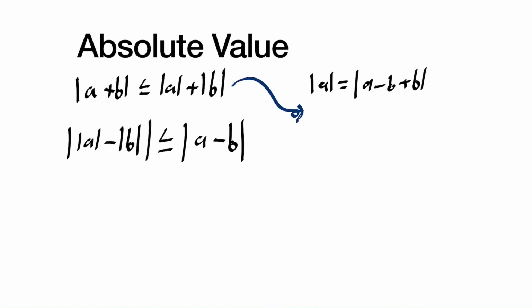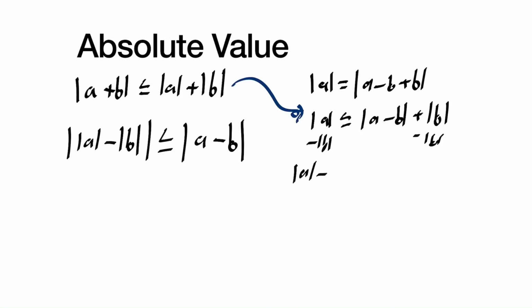And then we use this theorem right here to say that the absolute value of A is less than or equal to the absolute value of A minus B plus the absolute value of B. Now, simplify a little bit. Let's just subtract that absolute value of B from both sides. And then we get the absolute value of A minus the absolute value of B is less than or equal to A minus B.